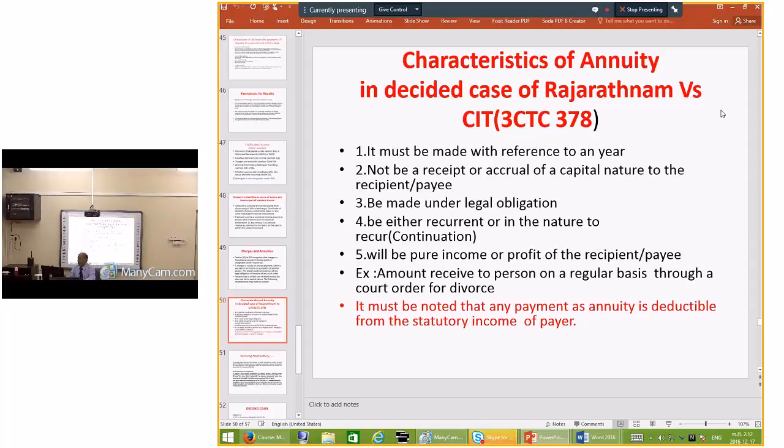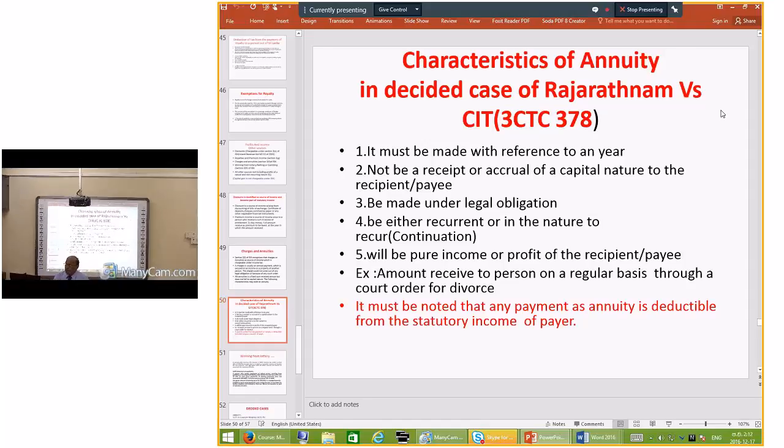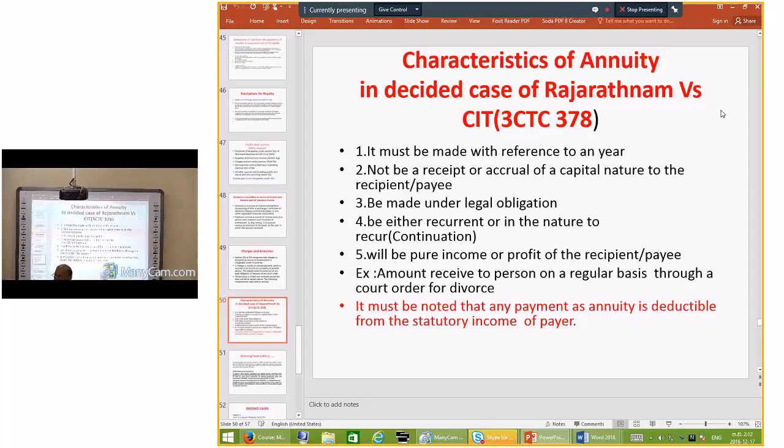Likewise, in the recipient case, Mr. Rajaratnam paid and claimed it as a deduction. To allow that deduction, this case was discussed in court: will it be pure income or profit of the recipient or the payer? Again, the court said, if you are paying, you deduct, but in the recipient's hand it is income. Now we are learning about it as income in the recipient's hands.